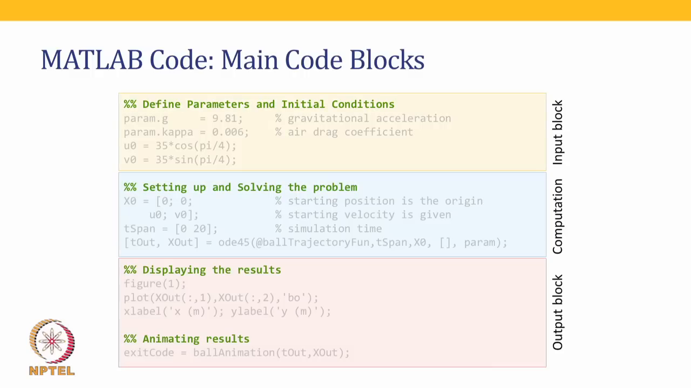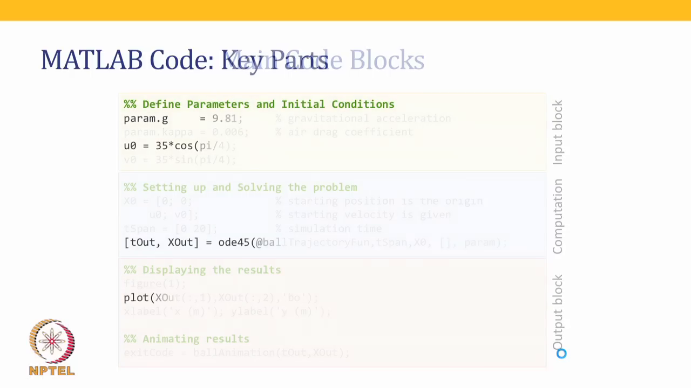The overall structure of this code looks something like this. We first have this input block where we are defining parameters and initial conditions. We have the computation block where we are setting up the ordinary differential equations and solving them. And finally, we have the output block where we are displaying the results and where we are showing the animation. The animation is not going to be covered in this particular course. We are going to cover the rest of this stuff in this course. We will go over the main parts of the input block, computation block and output block.